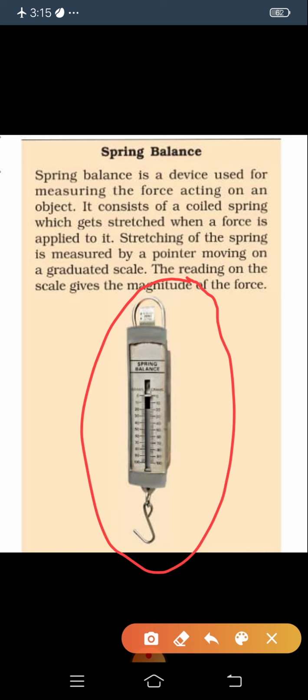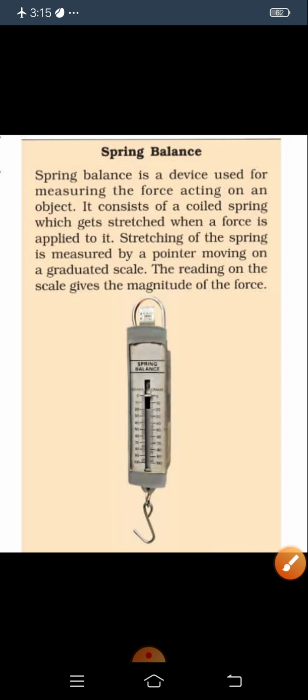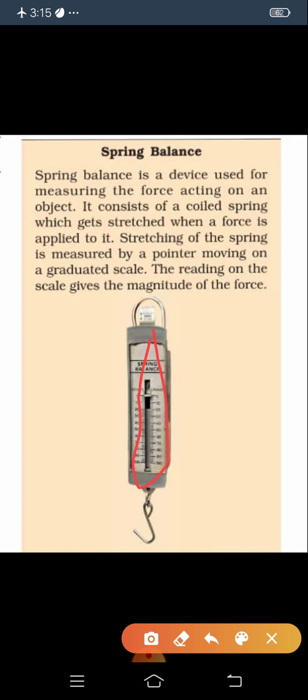In a spring balance, it is a device to measure the force acting on an object. It consists of a coiled spring. Just you have to observe here. Coil ರೀತಿ ಇರುತ್ತೆ ಇದರಲ್ಲಿ. ಸೊ ಇಟ್ ಸ್ಟ್ರೆಚಸ್. ಇದೇನಾಗುತ್ತೆ, ಸ್ಪ್ರಿಂಗಲ್ಲಿ ನಾವು ಯಾವುದೇ ವಸ್ತು ಇಲ್ಲಿ ಹಾಕಿದರೆ ಅದು ಸ್ಟ್ರೆಚ್ ಆಗುತ್ತಾ ಹೋಗುತ್ತೆ. Stretching of the spring is measured by a pointer moving on a graduated scale.